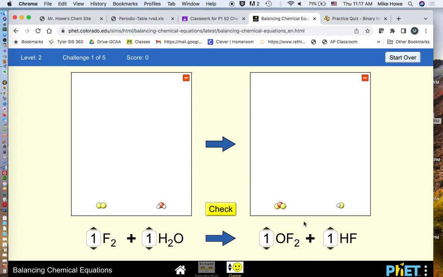Looks like we got 2 H's here, so I need to put a 2 there. If I did that, that creates 2 F's here and 2 F's here, which is 4 F's. So I'll put a 2 there, and that's 4 F's. And I think we have everything done. We've got 2 H's, 2 H's, 1 O, and 1 O.